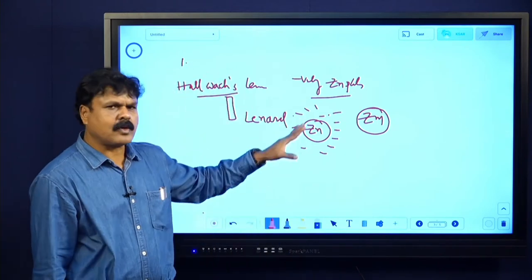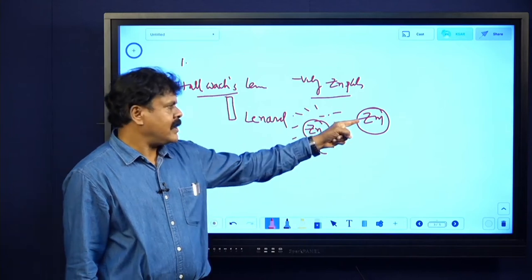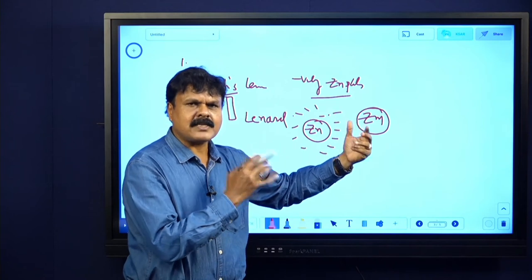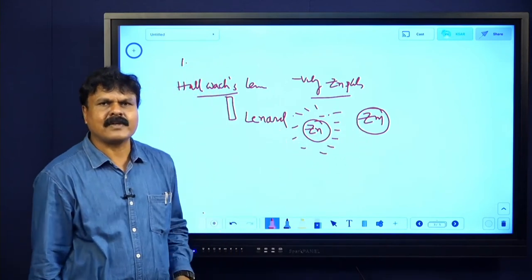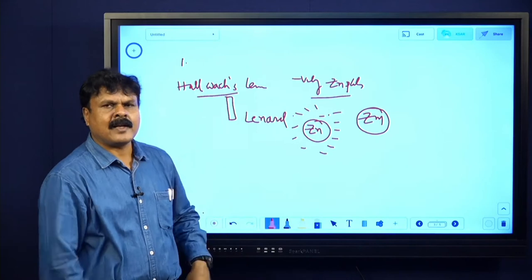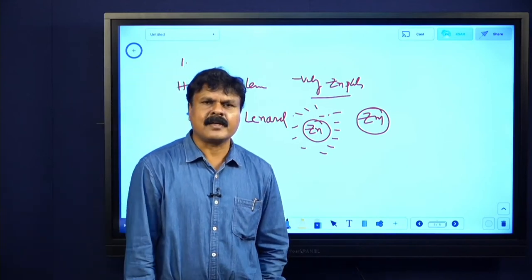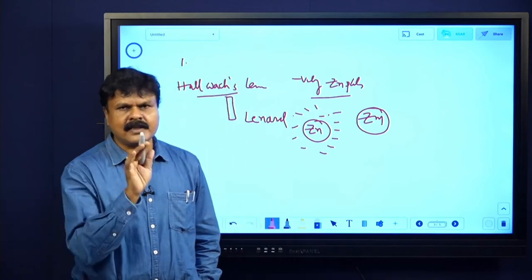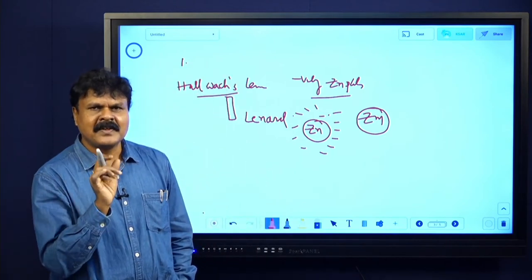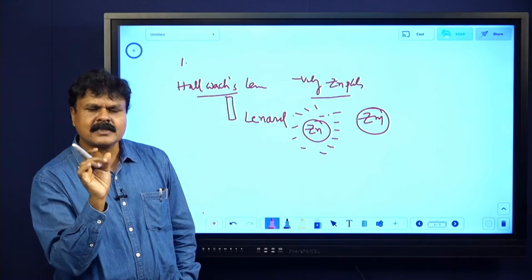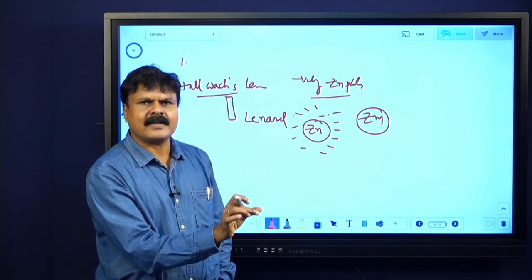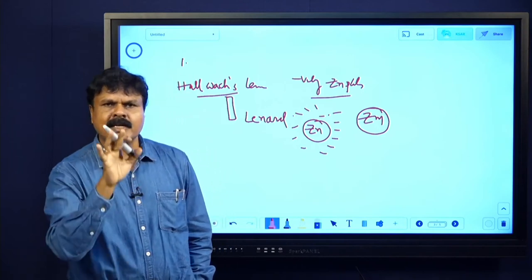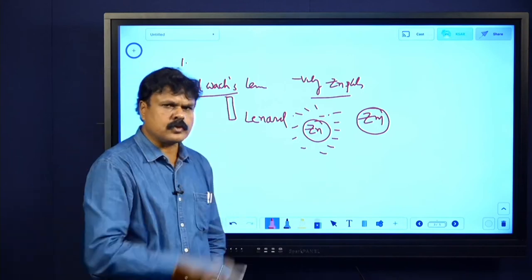Further, they observed one more thing. When the frequency of the incident radiation is less than a certain frequency, no electrons are emitted. What is the meaning of it? The threshold frequency concept. When the frequency of incident radiation is less than a certain frequency, the effect cannot take place. It is a particular frequency above which only the photoelectric effect takes place. That is the threshold frequency. Just go through these things once.